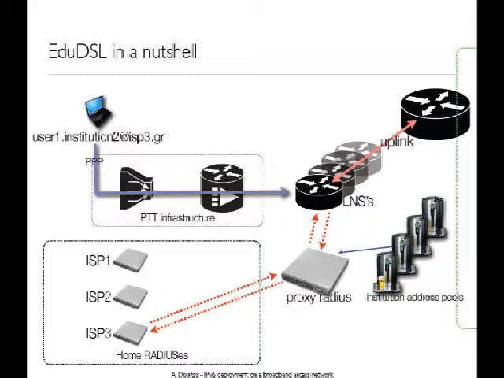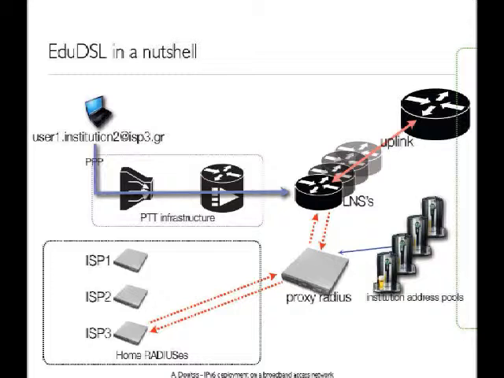The authentication requests go to a proxy radius. Proxy radius is also being administered by the Greek Research Network. The proxy radius assigns all the addresses, be it IPv4 or IPv6, but the authentication itself is being done by several ISPs. These are commercial ISPs that handle all the billing, user registration, everything of this administrative domain.